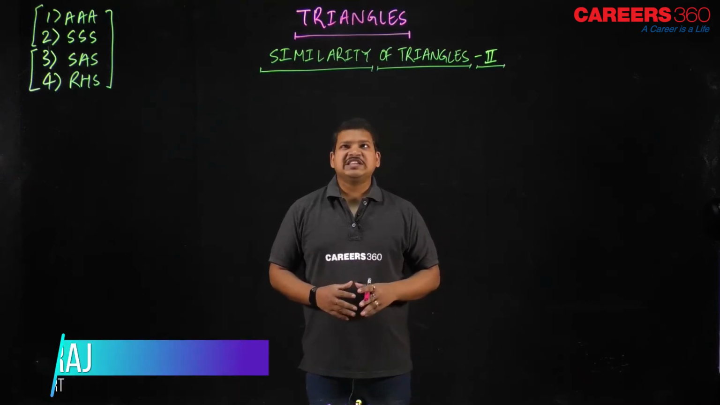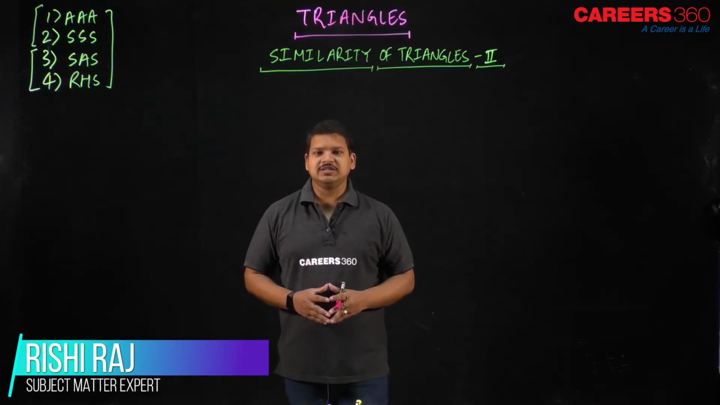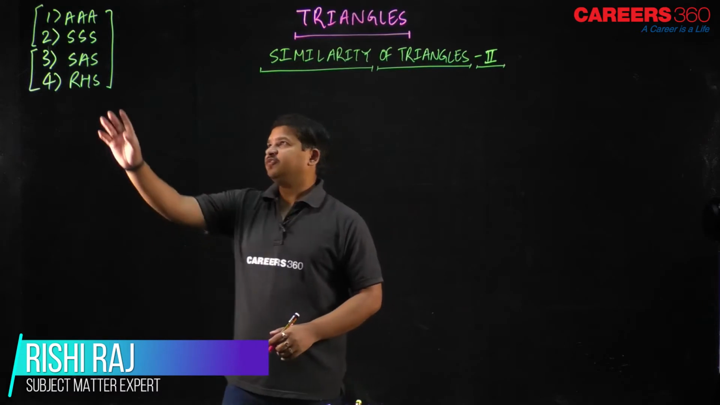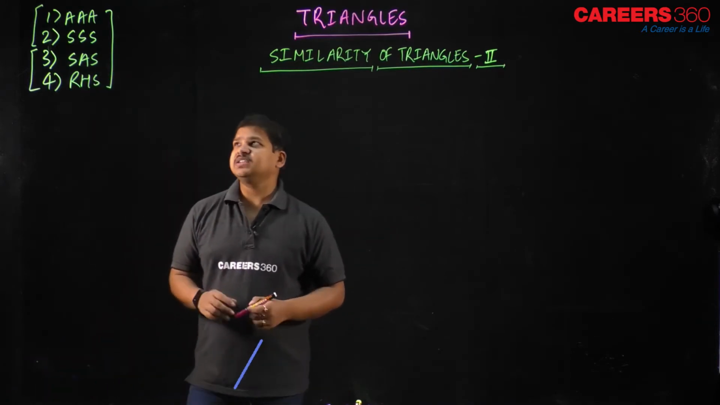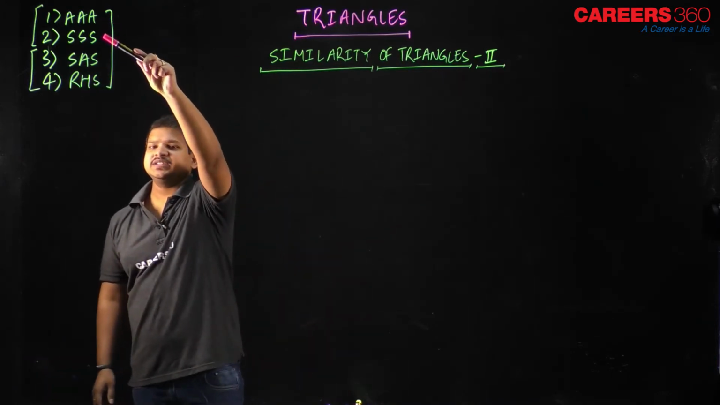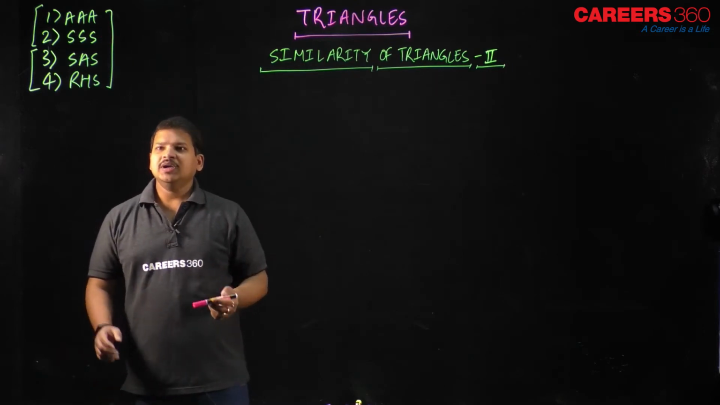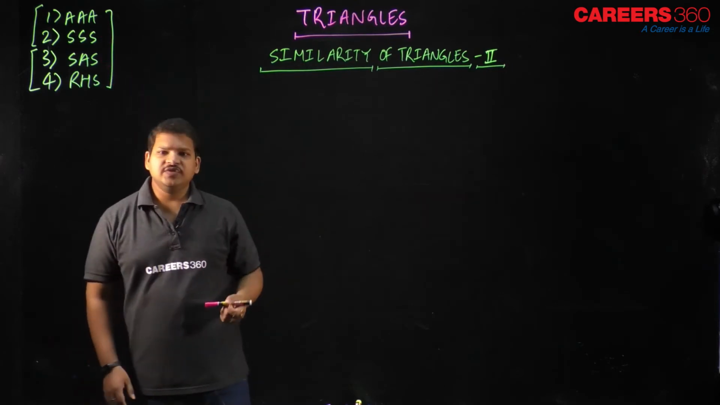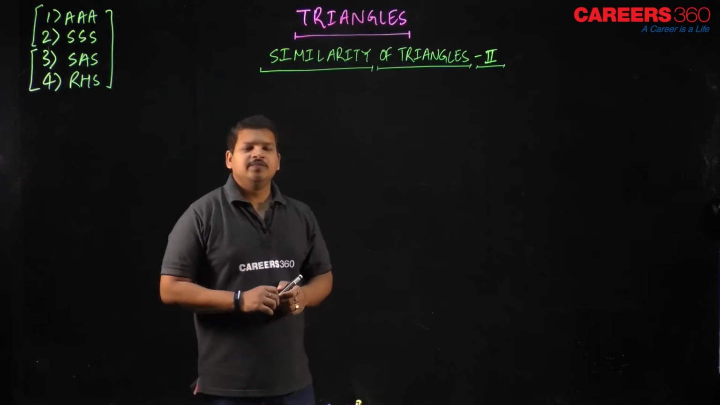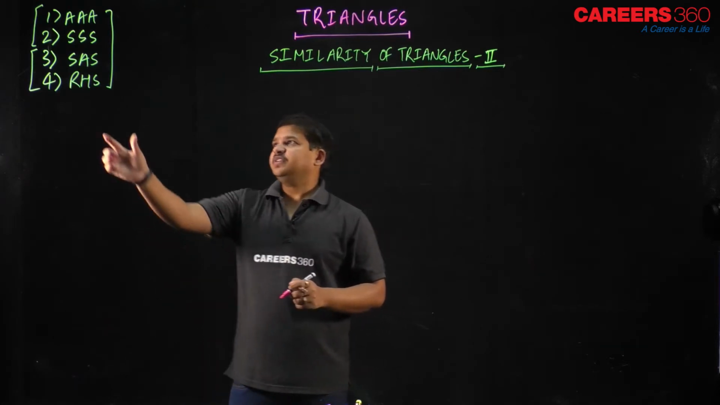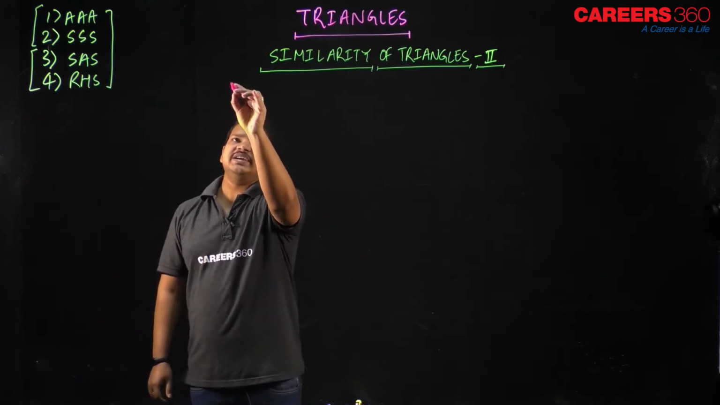Welcome everyone to the second part of similarity of triangles. We have already looked at the first two criteria for similarity of triangles, that is angle, angle, angle and side, side, side. Now we are going to look at side angle side and the right angle triangle criterion. Let's proceed firstly with side angle side.